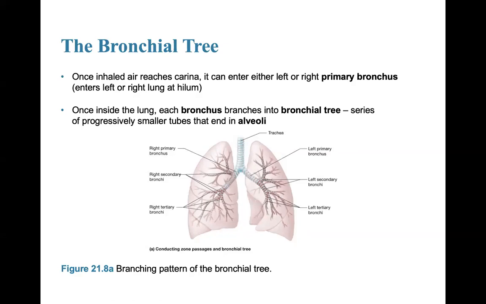Now, in this case, it's the primary bronchi that are entering into the hilum, but you'll also see arteries, veins, nerves, essentially all the essential things that need to enter into an organ to keep that organ functional will enter into these structures referred to as hilums. Once inside the lung, each bronchus will then branch into the bronchial tree, which is a series of progressively smaller tubes that will end in the alveoli.